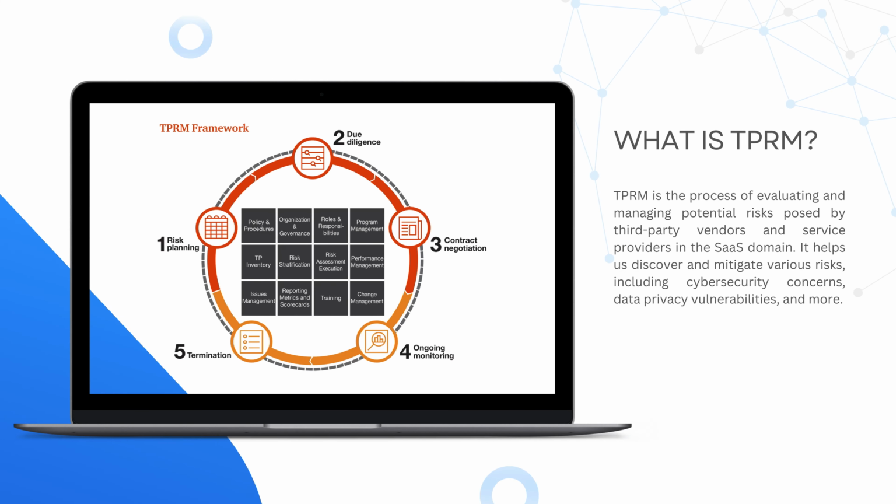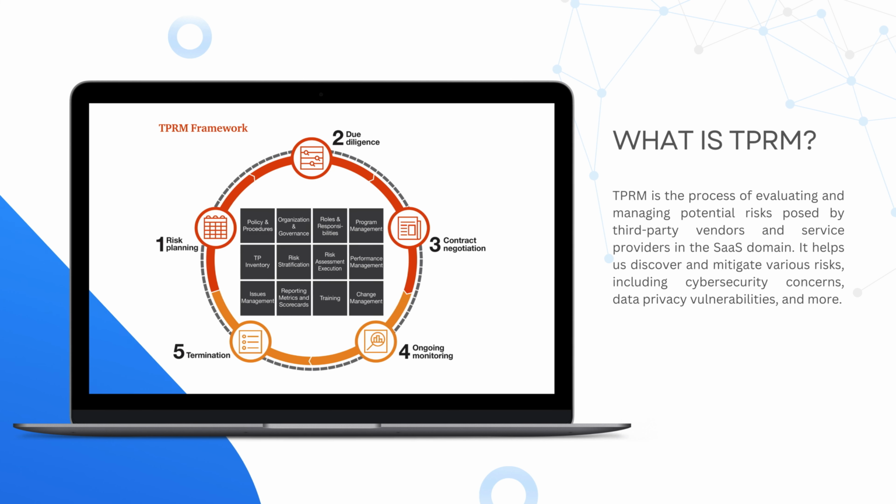What is TPRM? TPRM is the process of evaluating and managing potential risk posed by third-party vendors and service providers in the SaaS domain. It helps us discover and mitigate various risks, including cybersecurity concerns, data privacy, vulnerabilities, and more.